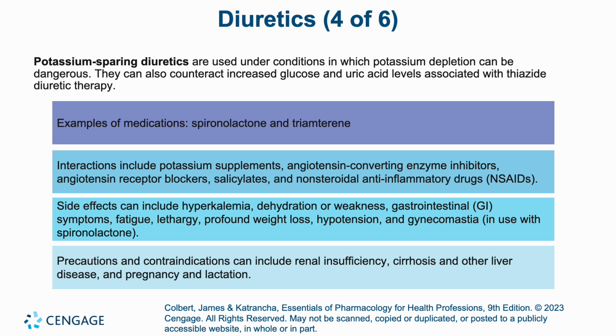Side effects can include hyperkalemia, so high potassium, because remember this is sparing, meaning as the other fluid and electrolytes are being filtered out into the urine, the potassium is staying in the bloodstream. Dehydration or weakness, gastrointestinal symptoms, fatigue, lethargy, profound weight loss, hypotension, and gynecomastia in use with spironolactone specifically. Gynecomastia is unnatural breast tissue formation. Precautions and contraindications can include renal insufficiency, cirrhosis and other liver disease, and pregnancy and lactation.